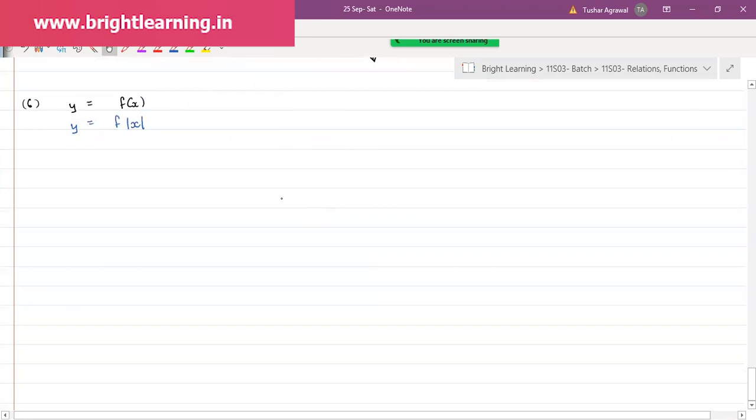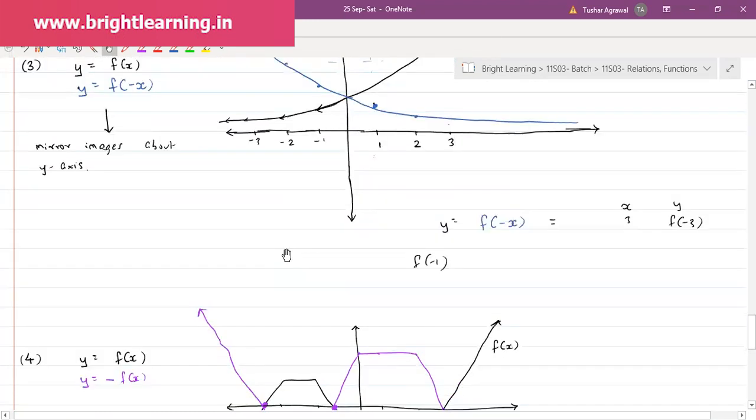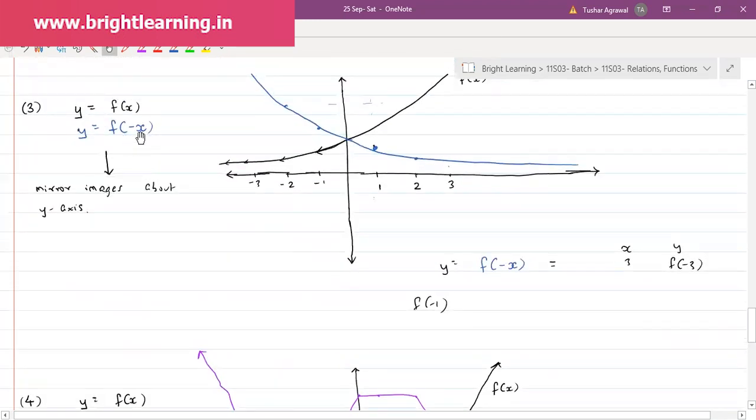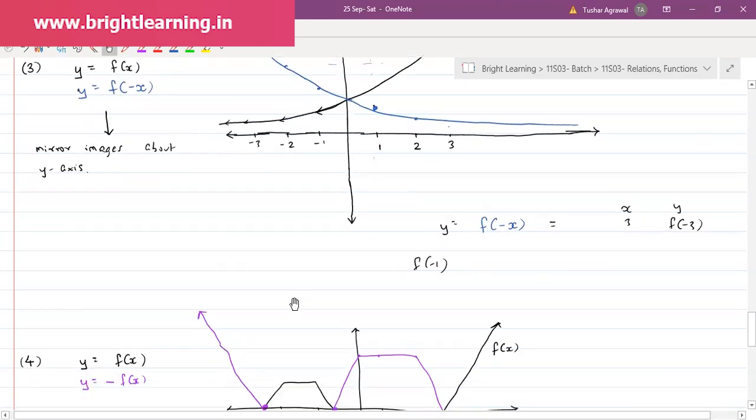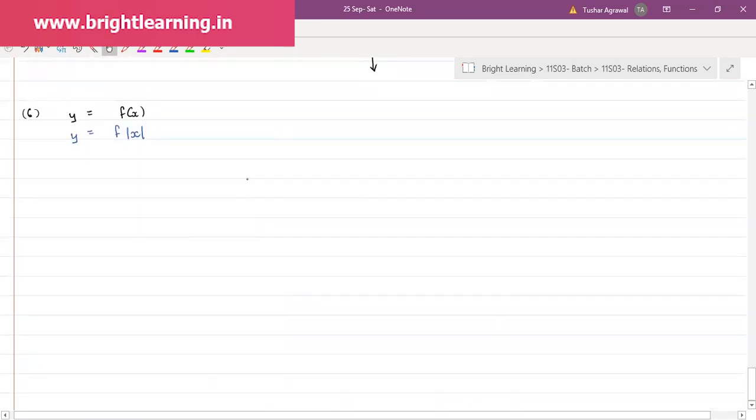Now, f of mod x. F of mod x you may confuse with f of minus x. Here, f of x and f of minus x. These questions are all very much closely related to each other. F of x, f of minus x, f of x and f of modulus x.